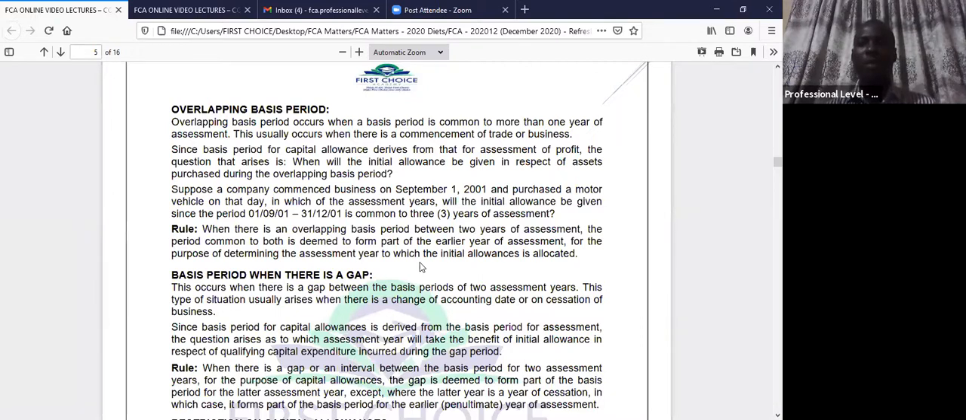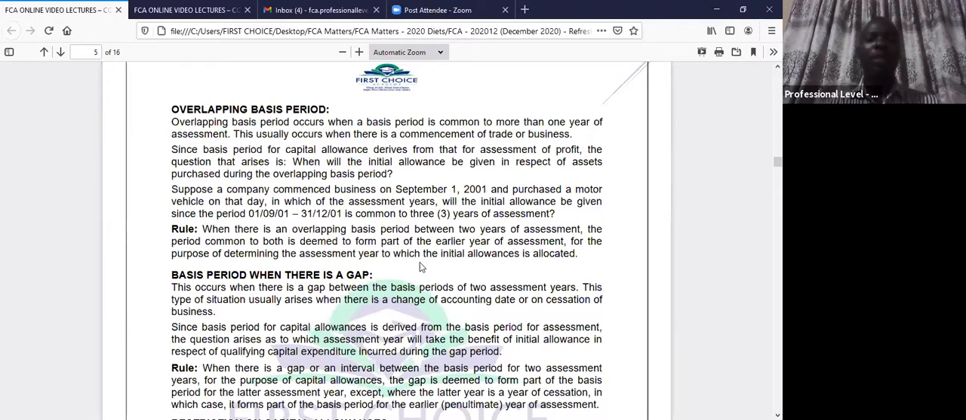What happens to that gap? We usually say that gap will normally belong to the later period. But when it comes to the cessation rule, the gap must belong to the penultimate year. So when you are dealing with gap in cessation rule, the gap must belong to the penultimate year. When you are dealing with gap in the change of accounting period, the gap must belong to the later period. If you are dealing with gap in the commencement of business, maybe between the second and the third year, then the gap must form part of the later one. So if there's a gap between year 2 and year 3, the gap must form part of year 3.